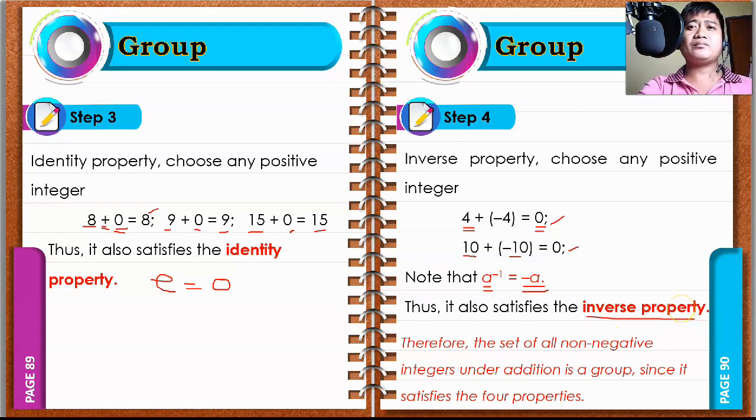Basically, all four properties of a group are satisfied. Therefore, the set of all non-negative integers under addition is a group, since it satisfies the four properties.